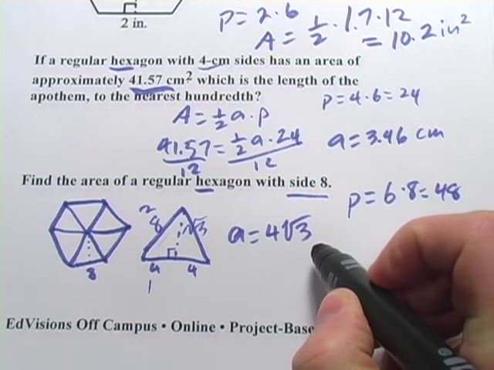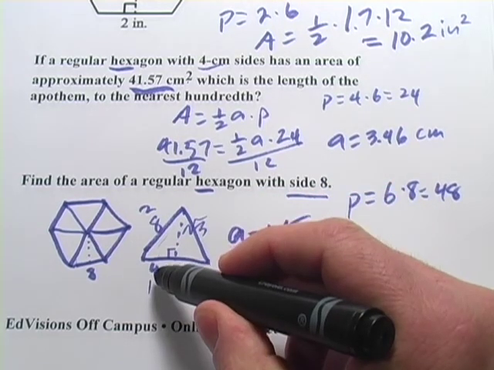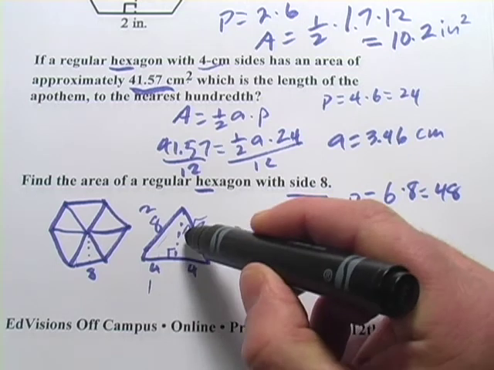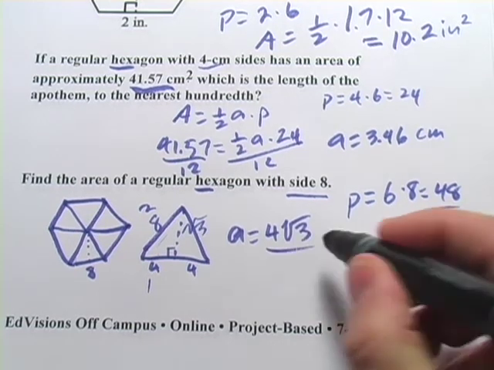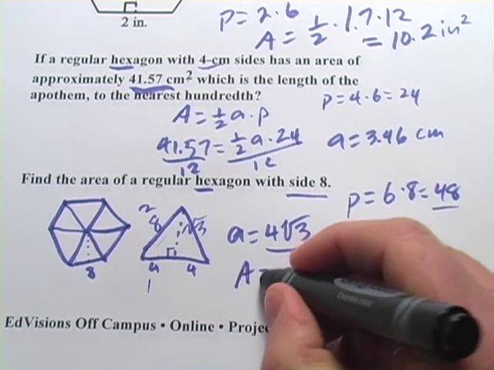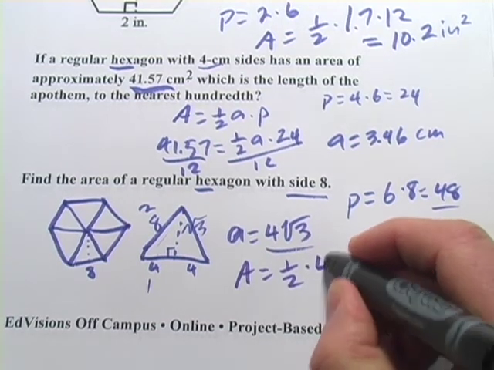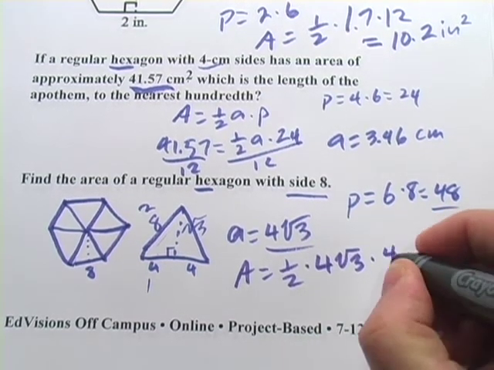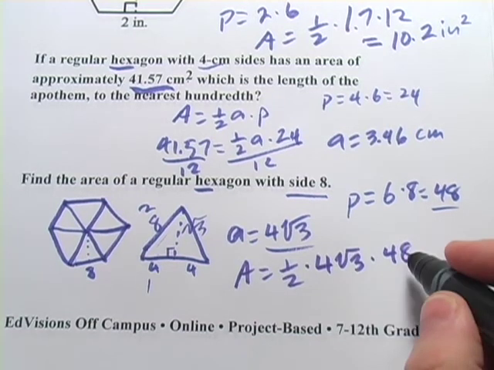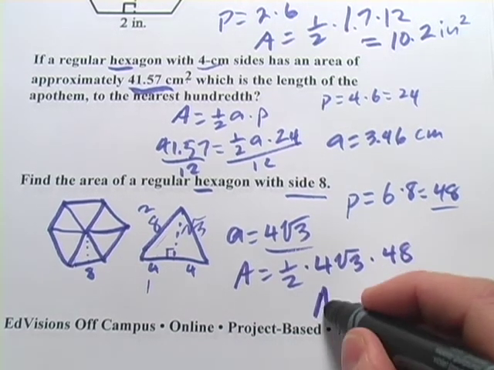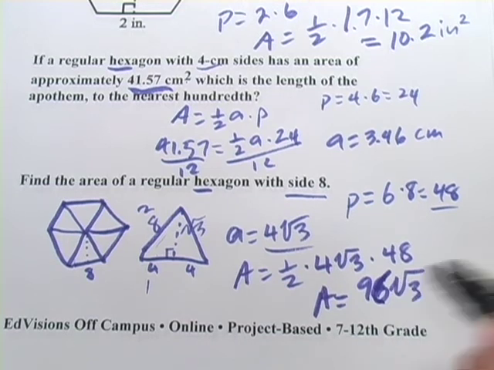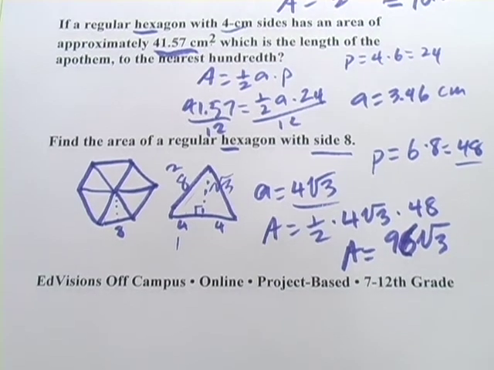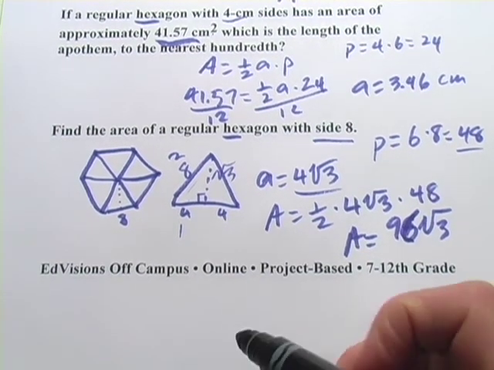If you're not sure where I got that, just use the Pythagorean theorem. a squared plus b squared equals c squared, 4 squared plus b squared equals 8 squared. You'll come out with the same thing. Now, we have the perimeter, we have the apothem, so we're ready to put it in our formula. Area equals 1/2 of the apothem times the perimeter. And let's see, 1/2 times 4 times the square root of 3 times 48, that's 2 times 48. So the area equals 96 times the square root of 3. And I think for this one, we're just going to leave it in those terms. If you want to punch that out on your calculator and find the decimal, you can certainly do that. So that's a little bit of work with the areas of regular polygons.